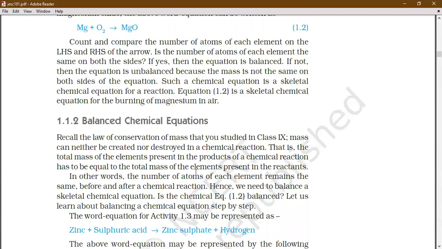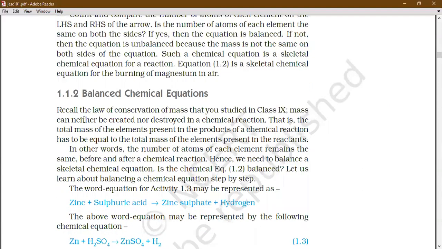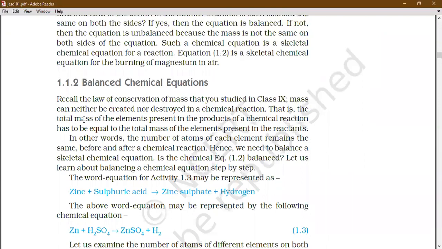Balanced chemical equations. Recall the law of conservation of mass that you studied in class 9. Mass can neither be created nor destroyed in a chemical reaction.